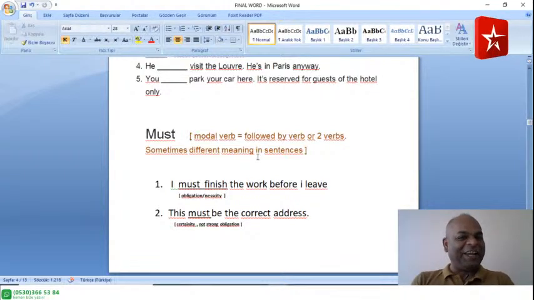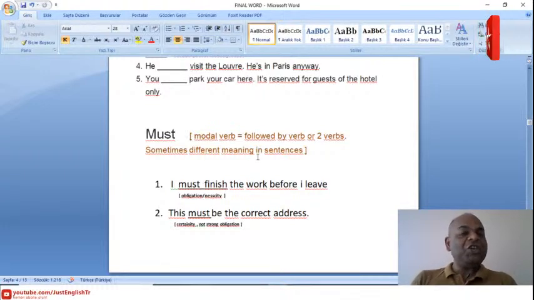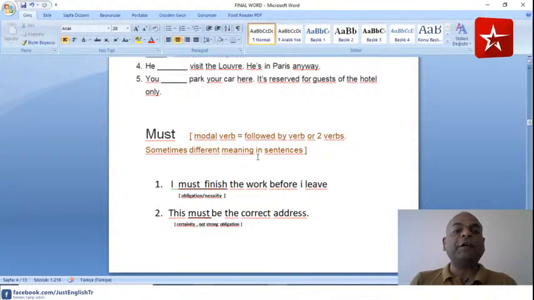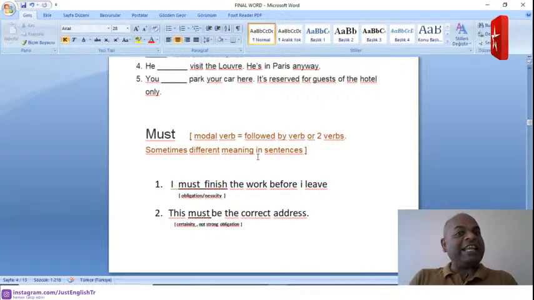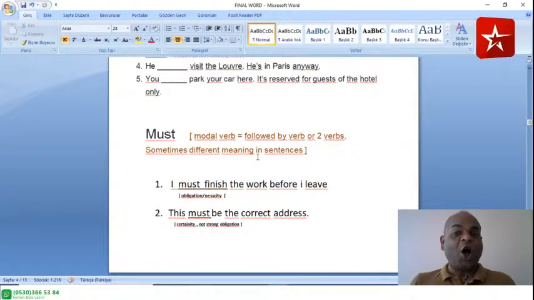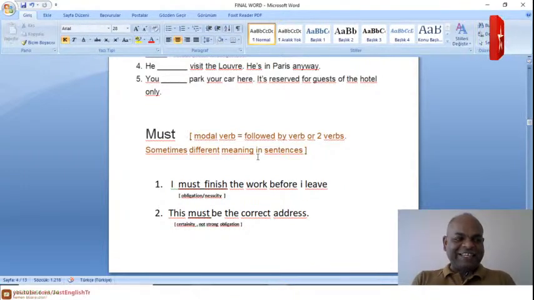You say, oh my God, no problem. Number 5, you dash park your car here. It's reserved for guests of the hotel only. Now number 5, guys, what's the answer? Guys, it's a bit tricky. You dash park your car here. It's reserved for guests of the hotel only. Now that could be what?